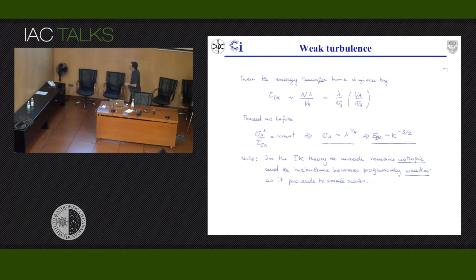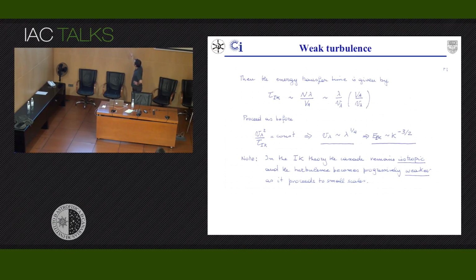Okay. And so the energy transfer time, so the time that it takes for all these n interactions to take place, is given by this formula. Here it is. It's one interaction time times this incoherent adding thing. So now I can play my game. I just say that the cascade, so this is VA squared divided by the Iroshnikov-Kraichnan time, is a constant. This gives you that the velocity difference at the scale lambda goes like lambda to the 1/4. So the energy spectrum is k to the minus 3/2. Okay?